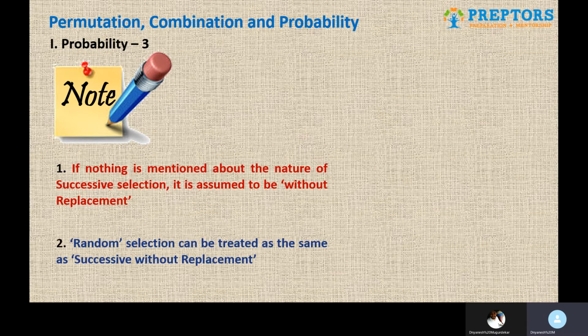And the second note is that random selection can also be treated as successive without replacement. Because in successive without replacement, you have to keep track of things that are going to be reduced, the sample space reducing, the cards reducing, and all of that. So sometimes it might get tricky, and hence to avoid that, what we do is go with the random selection because it is easy to understand. All things are supposed to be picked at once. Mathematically both will give you the same answer, and hence doing random selection in place of successive without replacement is an easy way to look out for.